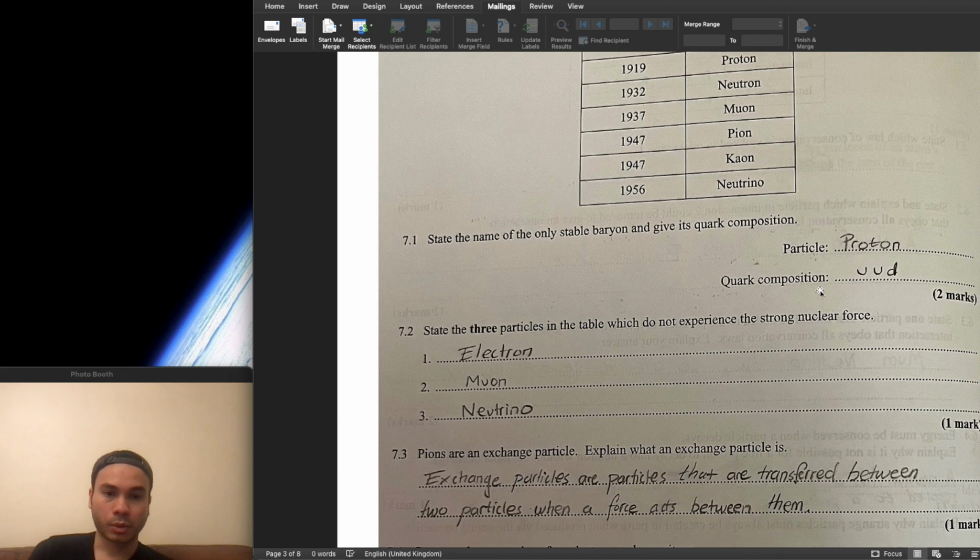Pions are exchange particles. Explain what an exchange particle is. Okay, so these were the bosons that we talked about, and also the pions are responsible for acting out the strong force between the proton and the neutron, holding them together. So the exchange particles are the particles that are transferred between the particles when a force acts between them. So the strong force acts between them, but it is going to be the particle between them, and the force gets transferred.